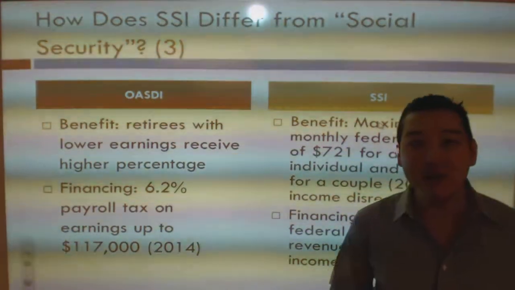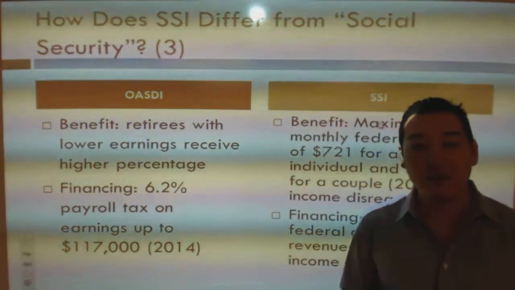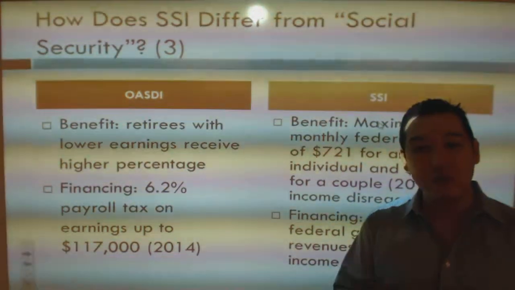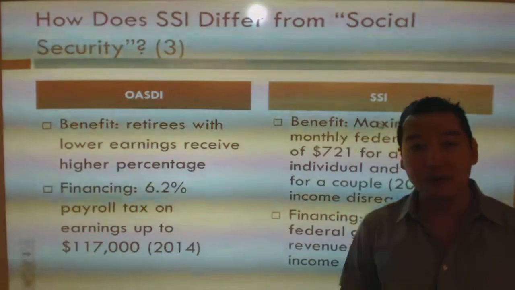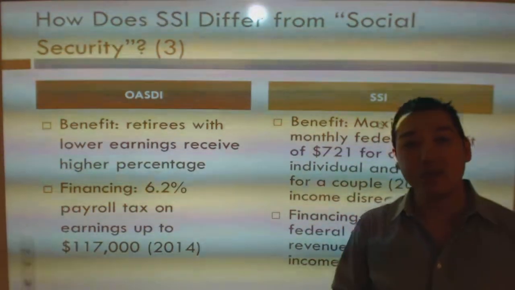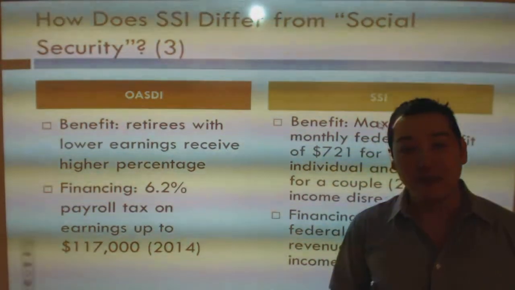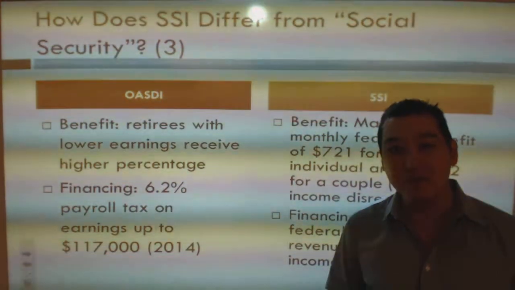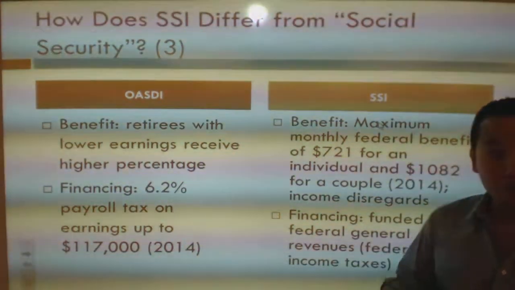There's no such determination in the SSI program. The SSI program is based on a flat grant amount, what's called the maximum federal benefit rate. Basically, the government checks to see that your countable income is less than the prevailing federal benefit rate. And so these rates will differ from year to year.